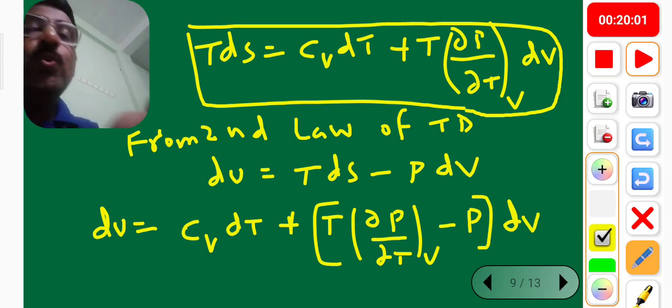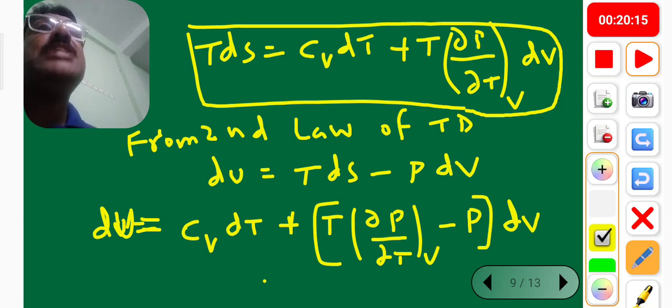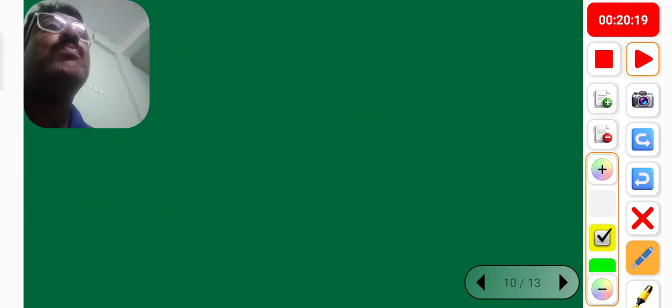So du is equal to Cv into dT plus T into ∂P/∂T at constant volume minus P into dV. This is your internal energy change. This is what you will get as internal energy change, du.